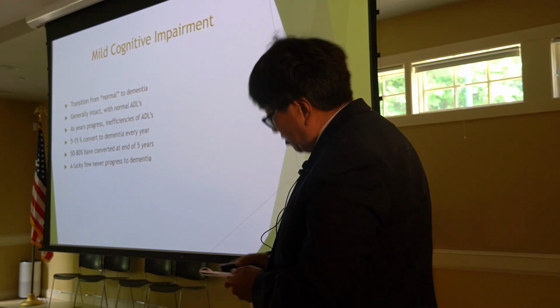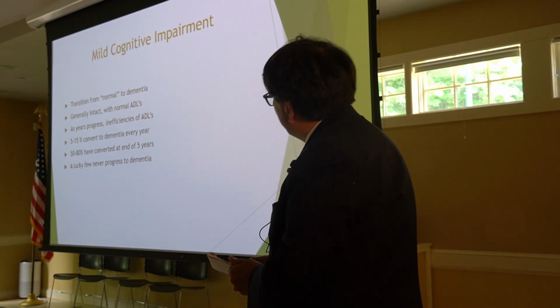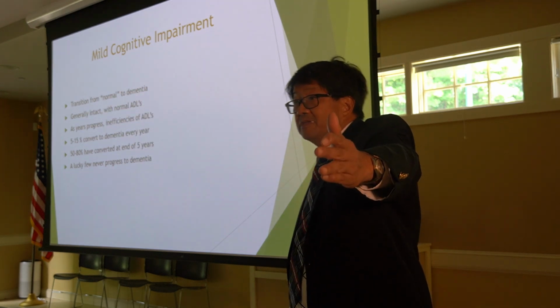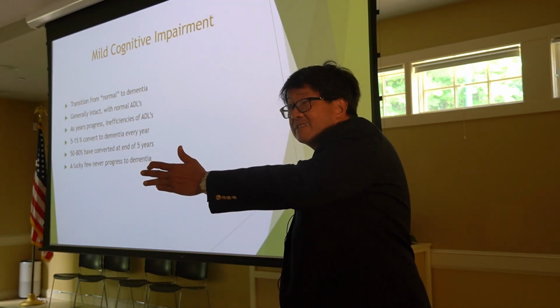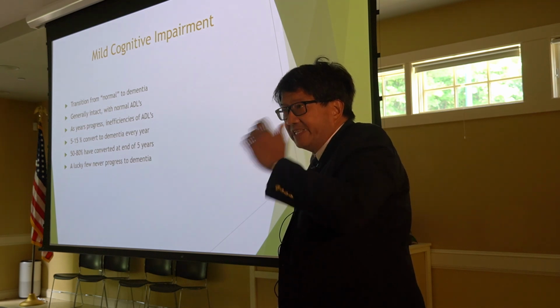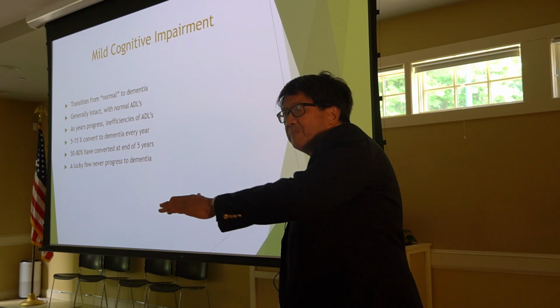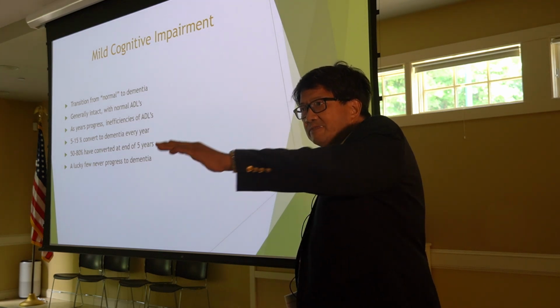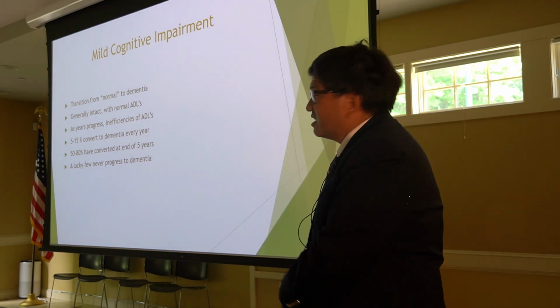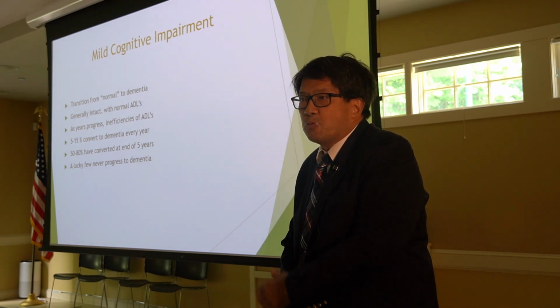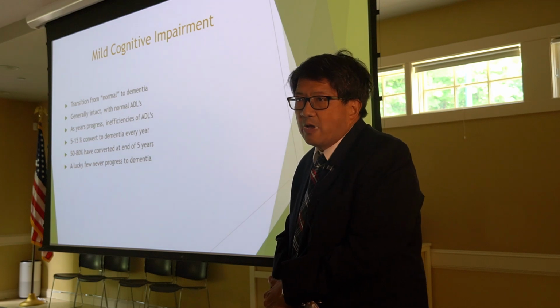Now, we come to mild cognitive impairment. You don't go from being a normal person to being demented, right? It takes most people several years for that to happen. And that transition phase is called mild cognitive impairment. In most cases, it winds up being what you could call early Alzheimer's.